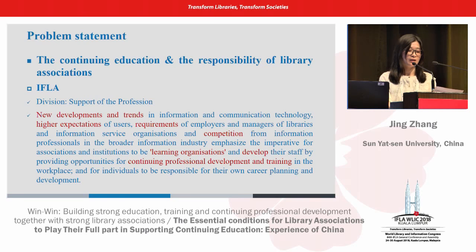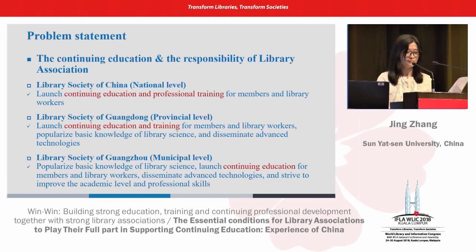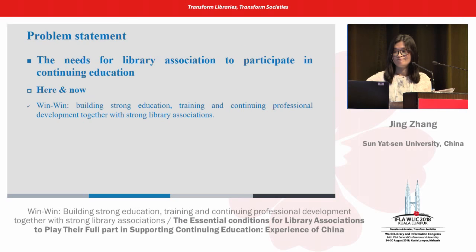For example, in the IFLA division statement on supporting the profession, it says that requirements from different dimensions emphasize the imperative for associations and institutions to be learning organizations and develop their staff by providing opportunities for continuing education, development and training. And from another angle, there are needs for library associations to participate in continuing education. And this is why we have gathered here today to share our ideas and experience in this win-win session.